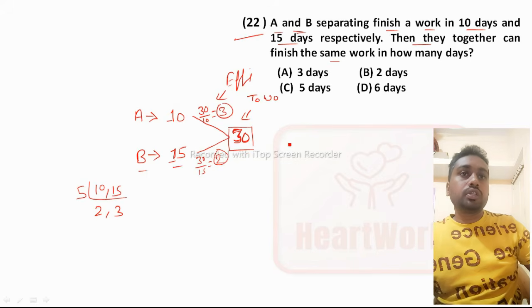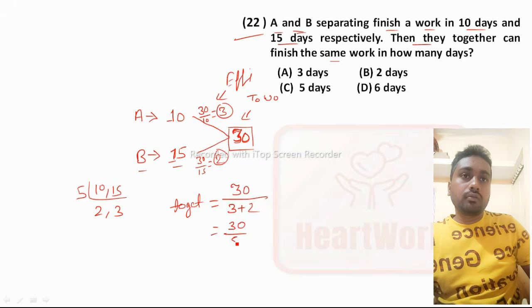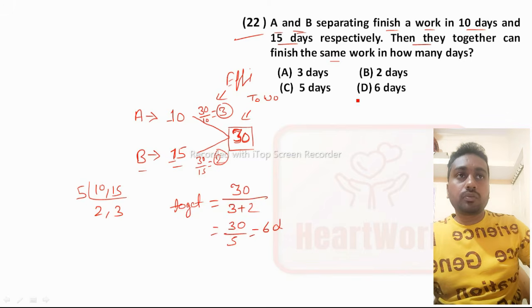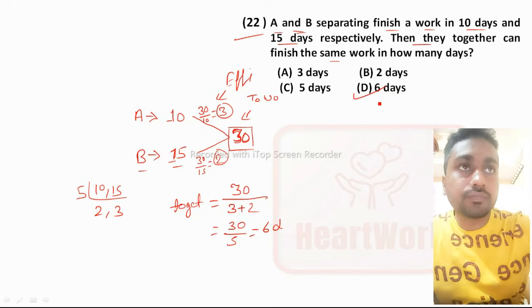Okay, now the question is asking about working together. If they work together, then how much time will they take? So for together, total work is 30, and efficiency is 3 plus 2. So 30 divided by 5 is equal to 6. So 6 days they will take if they work together. Option D is the right answer.